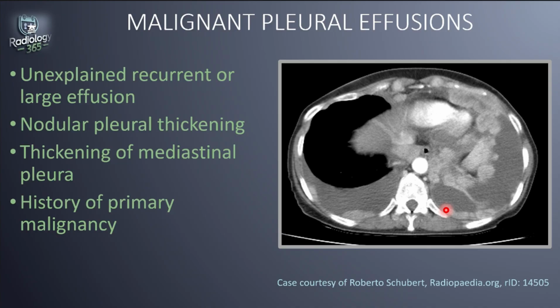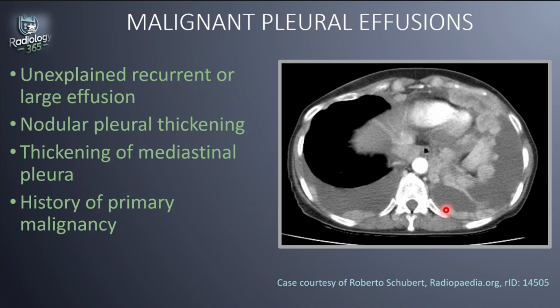Some other features of malignant effusions include nodular pleural thickening and thickening of the mediastinal pleura. And of course, if there's a history of primary malignancy and then you end up seeing some pleural nodularity with an effusion, you should be guessing that this could be a malignant pleural effusion.